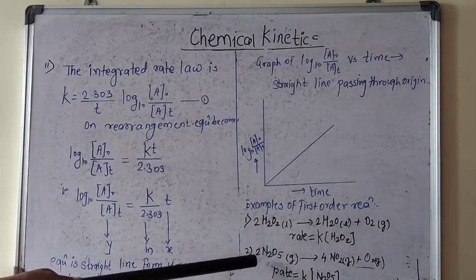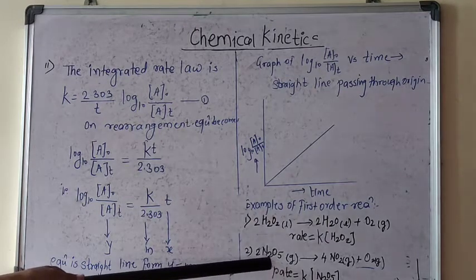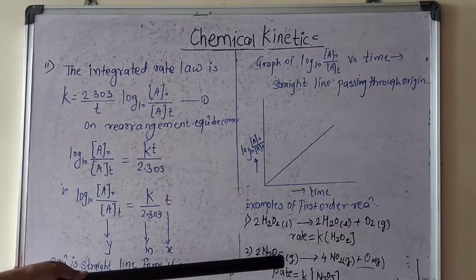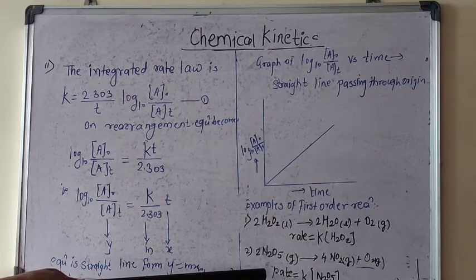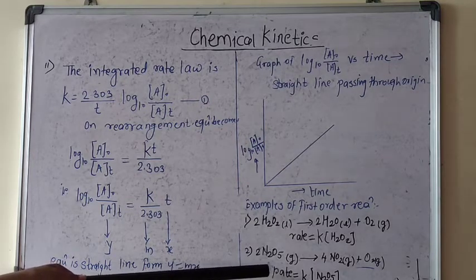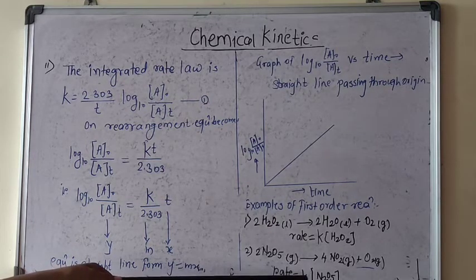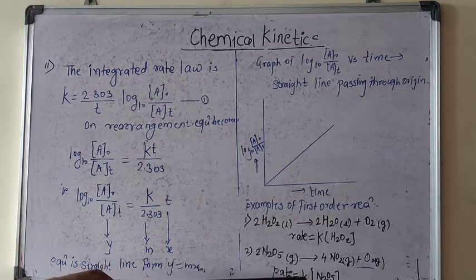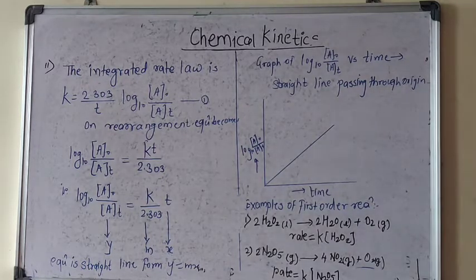Similarly, twice N2O5 gas gives 4NO2 gas plus O2 gas. The experimentally given rate equation is rate equal to k times the molar concentration of N2O5. So this is also the equation of a first order reaction.